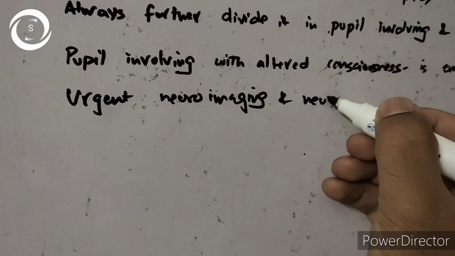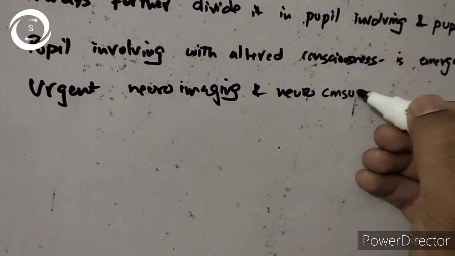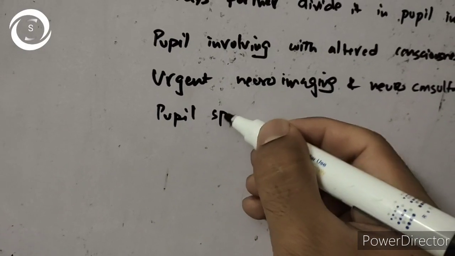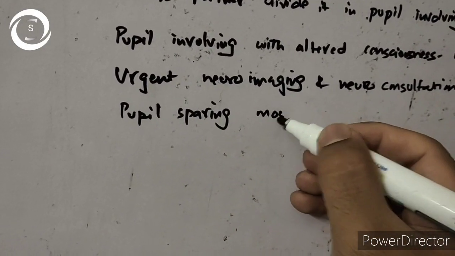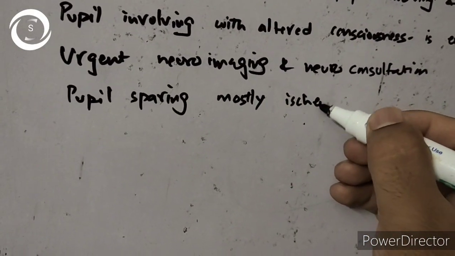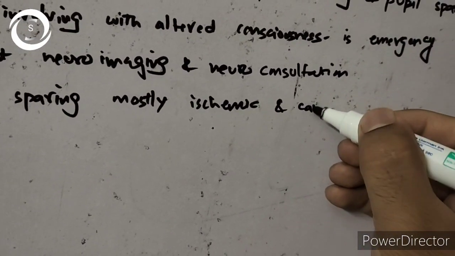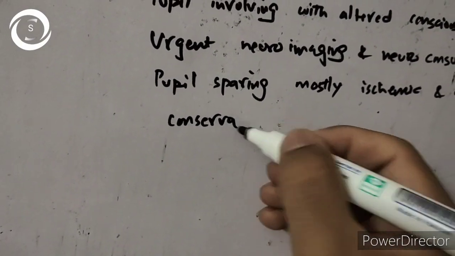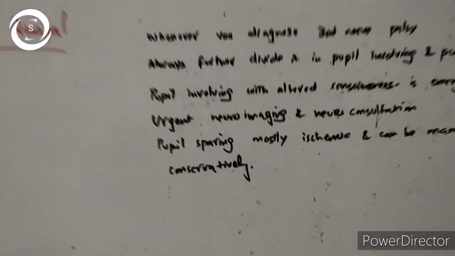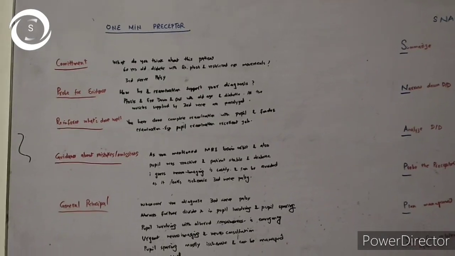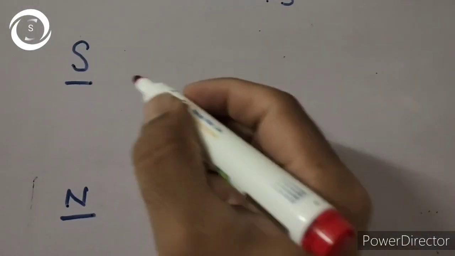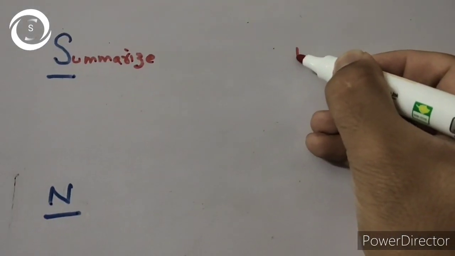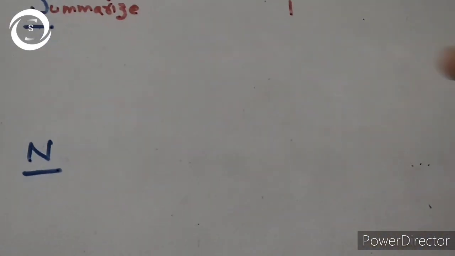So that's a short student-preceptor discussion, and the student has learned what he has done very well and what the deficiencies were. He has also learned a general principle, that the most important step is to check for the pupil involving third nerve palsy, because the patient can die if you miss it. So now let's come to the second model, SNAPPS.